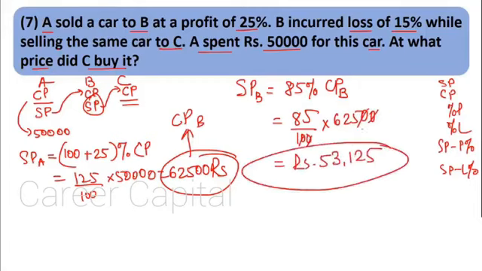Okay, and the answer to this would be rupees 53,125. Now here the calculation might look lengthy, but since the sum is easy, the calculation given by the examiner in the exam is a little bit lengthy or tedious to calculate. But if you learn simplification and practice more, you will be able to calculate faster. So the answer is 53,125. That means C bought the car for 53,125 rupees.